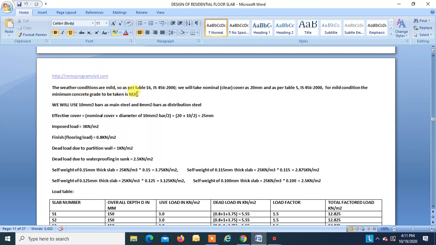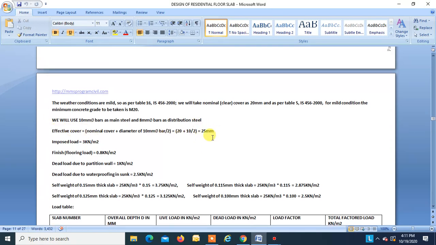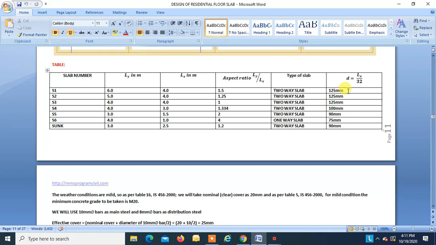So we will take fck 20 and nominal cover as clear cover as 20. So we will assume 10 mm dia as per main steel and 8 mm dia to be taken as distribution steel. Effective cover is equal to nominal cover, that is 20 mm, plus half the diameter of the bar used in design, that is 10 divided by 2, that is 5, this is 25. So effective cover we are going to take is 25. So overall depth will be D plus effective cover. So this will be 125 plus 25, 150, 125, 115, 100, and 115.